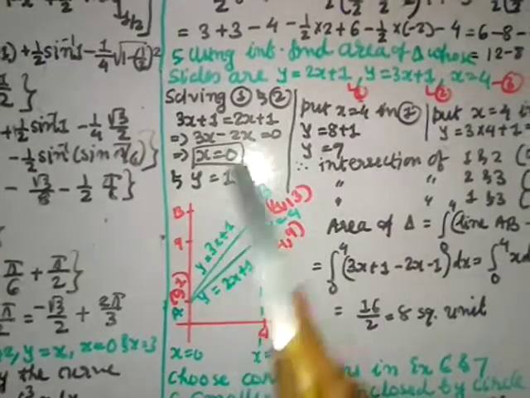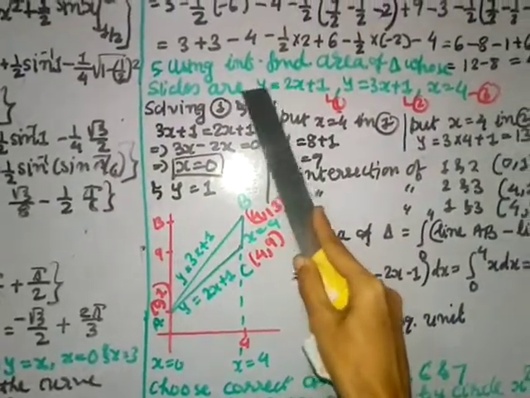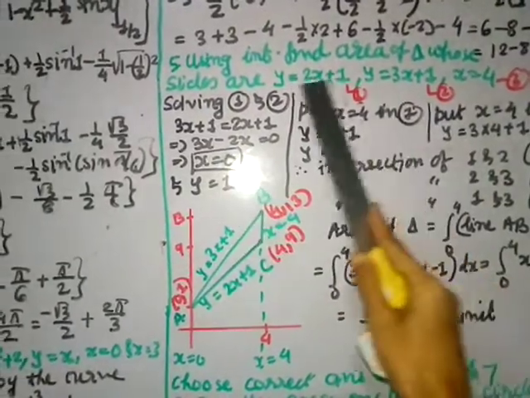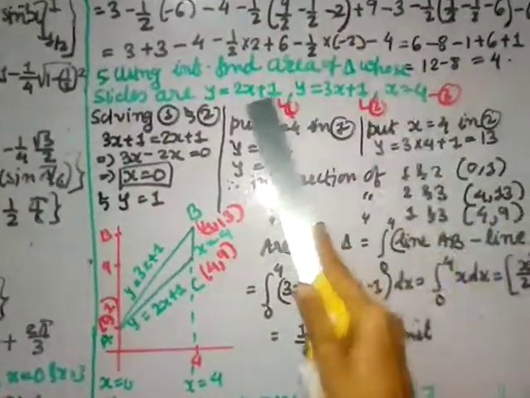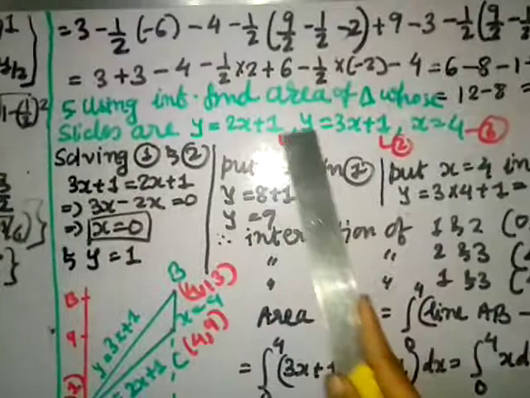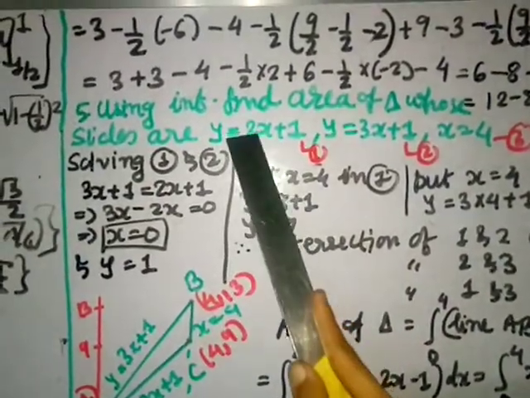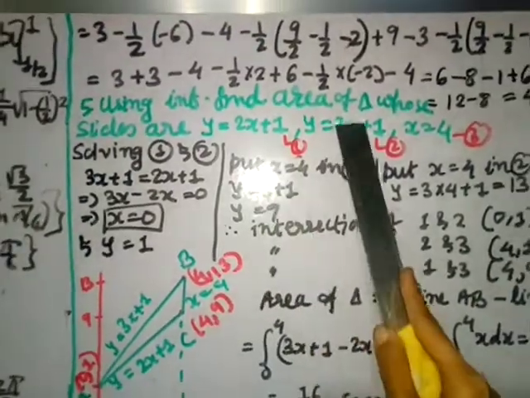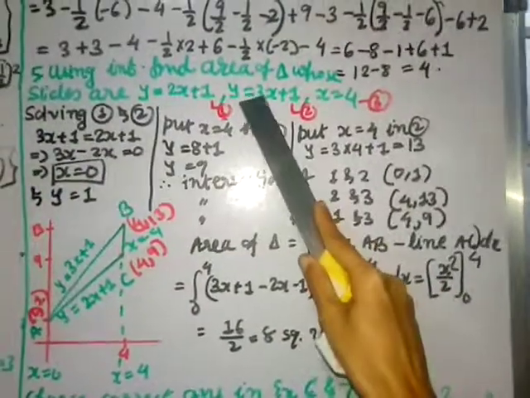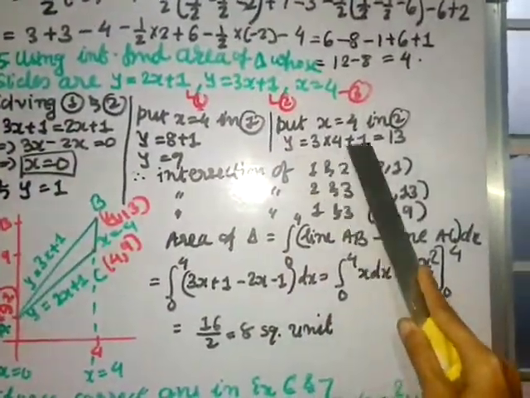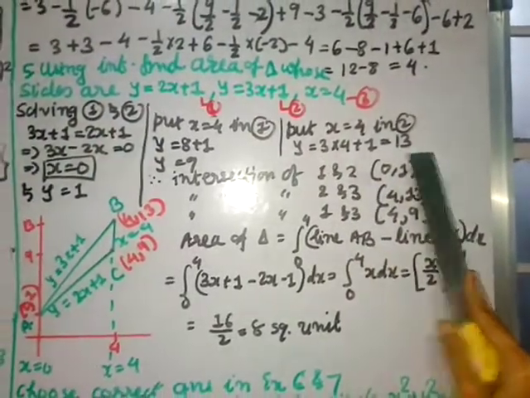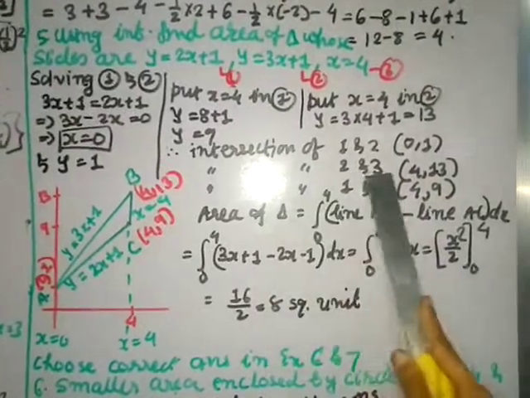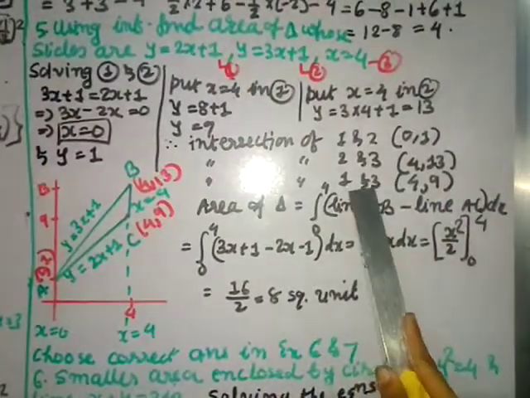If I put this x value 0 here, I'll get y value also. If I put x 0, y is equal to 1. Okay, both, any one. Now put x is equal to 4 in 1 and in 2. So when you put here 4, you get 2 into 4 is 8, 8 plus 1 is 9. So y value 9 when x is equal to 4. Then you put here, 3 into 4, 12 plus 1, 13. So y is equal to 13. So intersection of 1 and 2 is 0, 1. Intersection of 2 and 3 is 4, 13. Intersection of 1 and 3 is 4, 9.